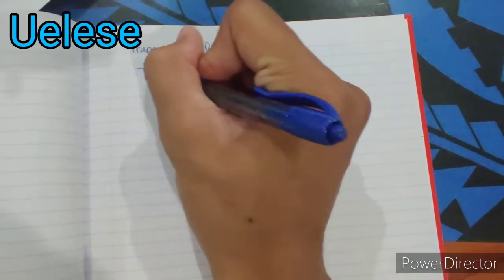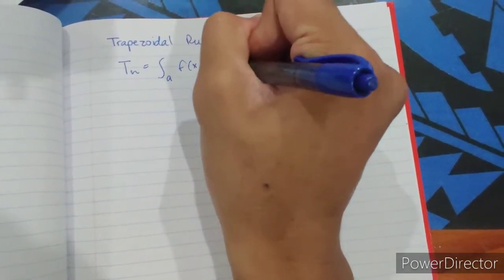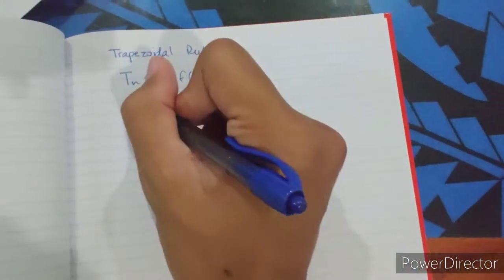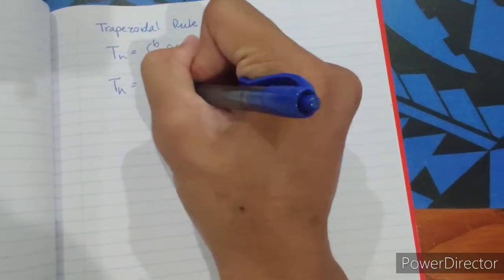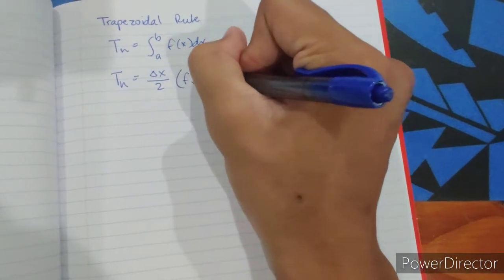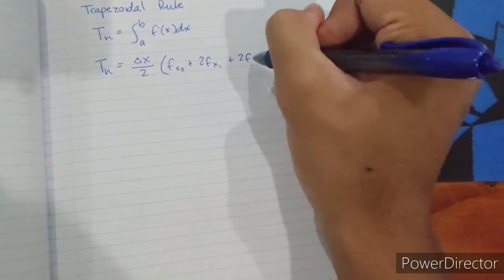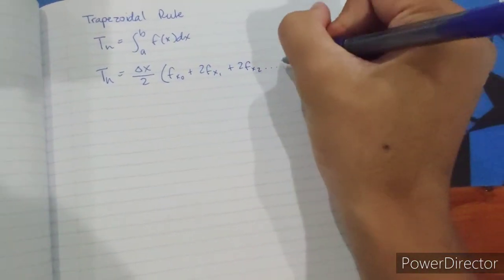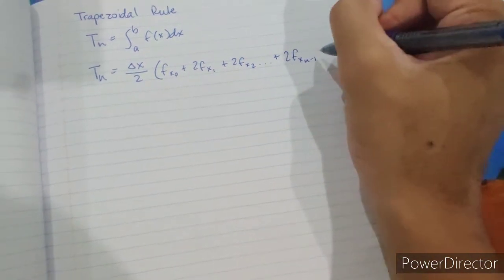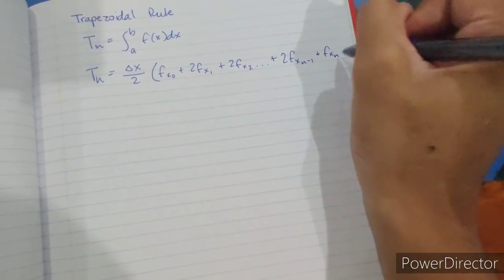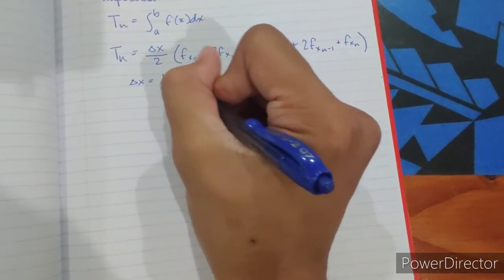The trapezoidal rule approximates the integral of f of x dx from a to b, where the trapezoidal rule is equal to delta x over 2 times f of x0 plus 2 f of x1 plus 2 f of x2, and so on until you add 2 f of x n minus 1 plus f of xn, where delta x is equal to b minus a over n.